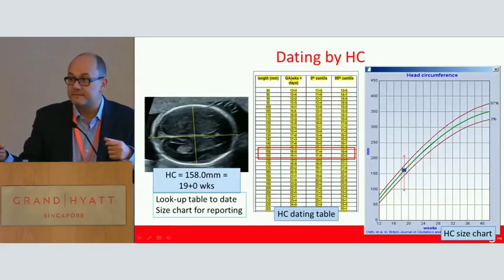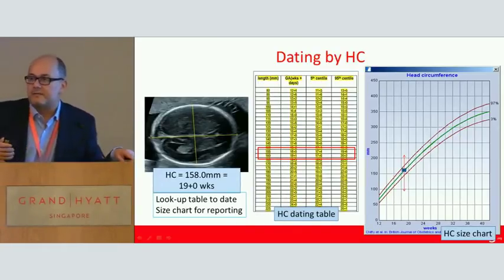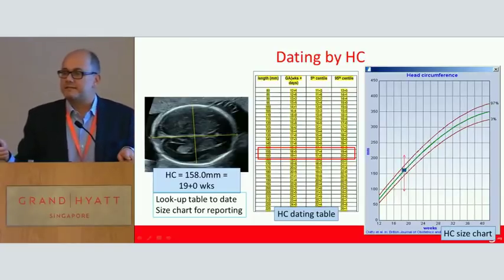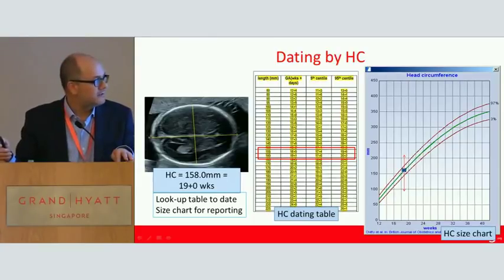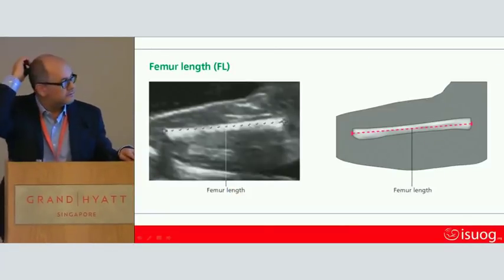Agreed? Fantastic. So please don't tell the mother the baby is 24 weeks size. 24 weeks is a measurement of time, not size. If the woman is 22 weeks, the baby may be bigger or smaller, but that's what it is. Okay. So that's dating by head circumference if we don't have an earlier measurement.